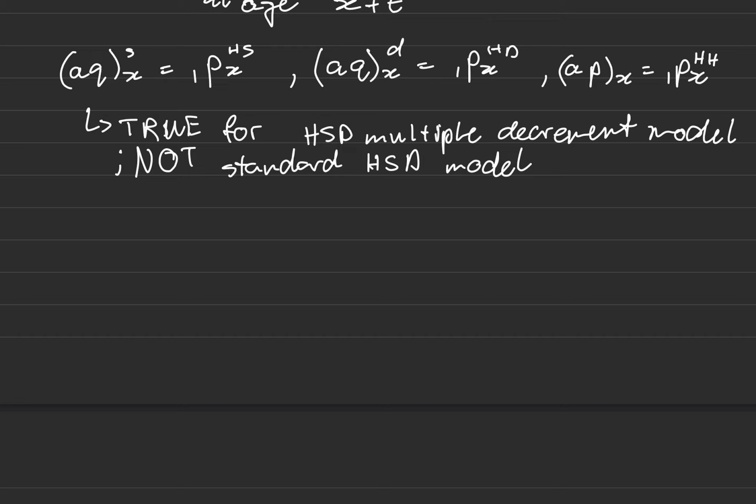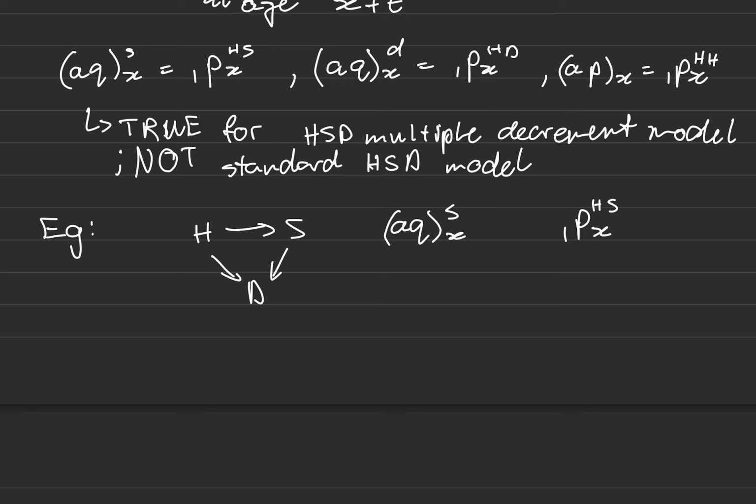Okay, so let's use this model here, HSD. Okay, now let's compare AQXS to 1PX_HS. Okay, so given that this is our model, our model for the decrements, now try and fill in the relevant inequality or equality sign here. Is it that? Is it that? Or are they equal? And try and logic them out. Okay, so pause the video and try to do that, and I'm going to explain it now.